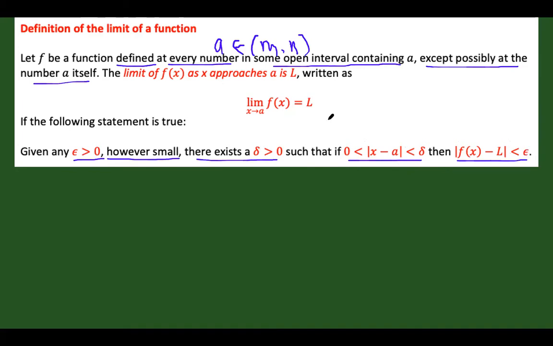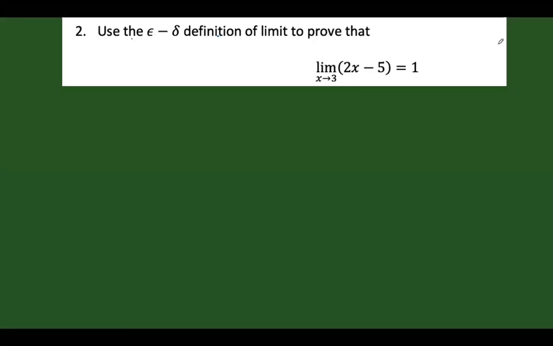Now let's apply this definition in proving that the given limit of a certain function is true. In problem number 2, we will use the epsilon-delta definition of limit to prove that the limit of 2x minus 5 as x approaches 3 is equal to 1. So here, we're going to find a delta in terms of epsilon such that it satisfies the given definition of the limit.